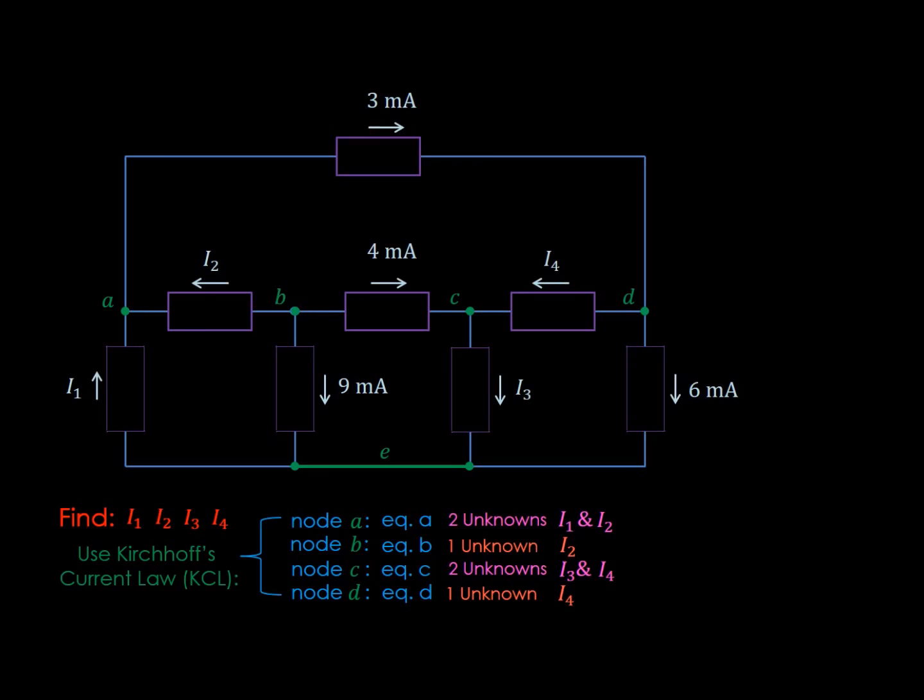And now that we have our 4 nodes of choice, let's go ahead and apply KCL so we can get our 4 equations. Starting with node A, we have I1 and I2 coming in, and 3 milliamps coming out, so equation A is I1 plus I2 equal to 3 milliamps. Next, for node B, we have I2, 4 milliamps, and 9 milliamps, all coming out and nothing coming in. So equation B is 0 equal to I2 plus 4 milliamps plus 9 milliamps. And similarly, looking at node C and then node D, our respective equations for them are as follows. You can pause and go through it.